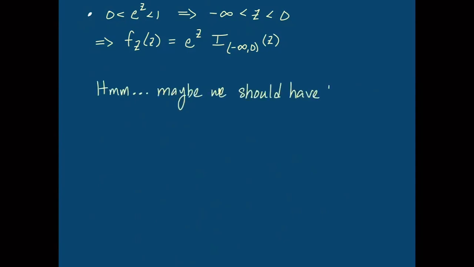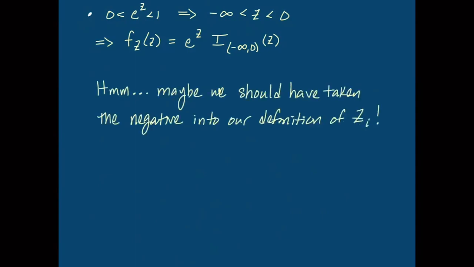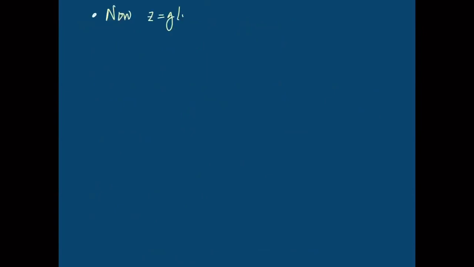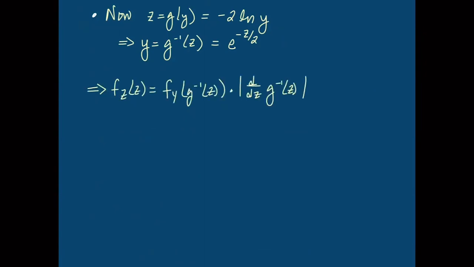Let's take our capital Z sub i to instead be the negative of the log of Y sub i. While we're at it, let's take care of that 2 that's in front of the whole problem. So let's define Z sub i to be negative 2 times the log of Y sub i, and do the g inverse formula thing again. If z is g of y is negative 2 times the log of y, then solving for y, we get g inverse of z to be e to the negative z over 2. Plugging this into our g inverse formula, we end up with an expression like this.